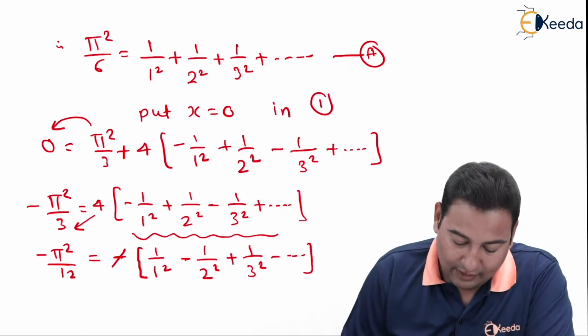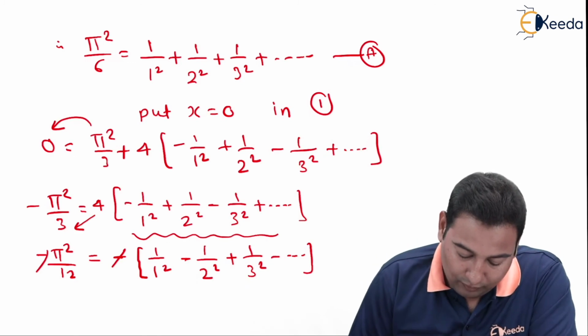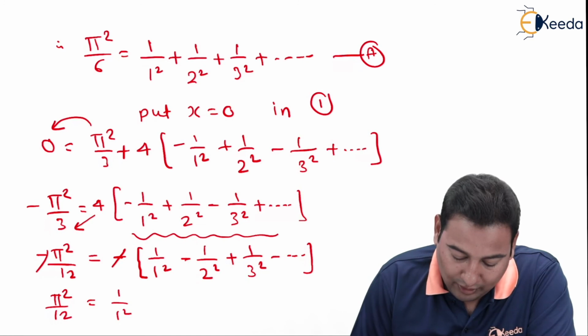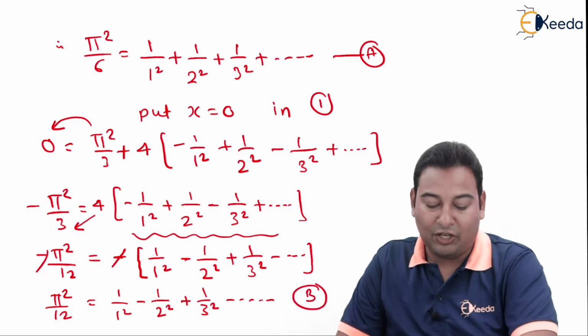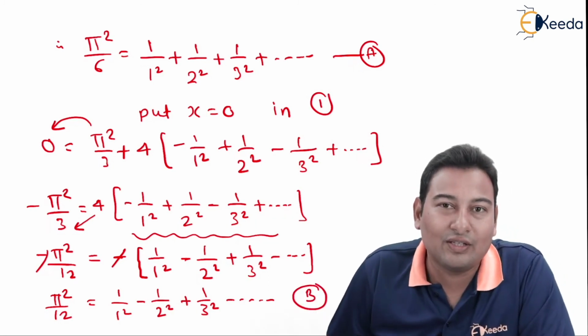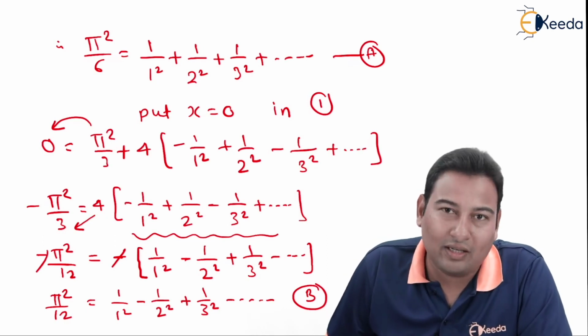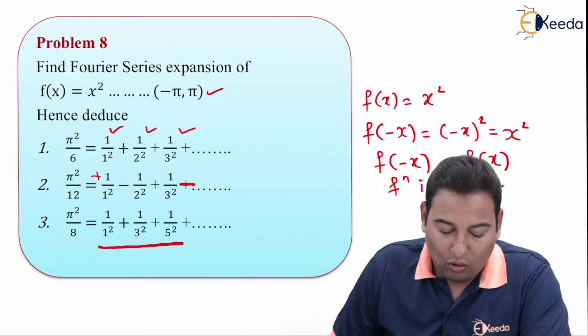The minus will be cancelled and we are going to get our second deduction, that is pi square by 12 is equal to 1 upon 1 square minus 1 upon 2 square plus 1 upon 3 square minus dot dot dot. This is the next deduction. Let's name it as B. We got 2 deductions. If you check the third deduction, we want only odd terms. Let's have a look. See, we only want odd terms.